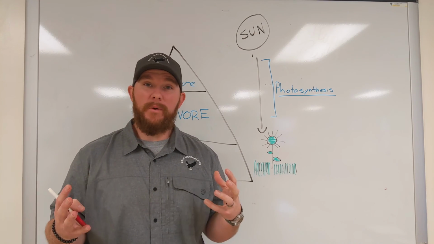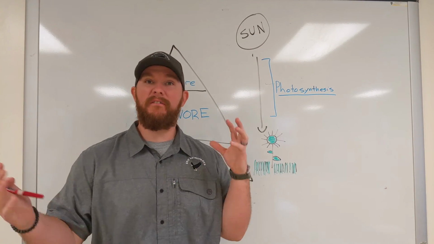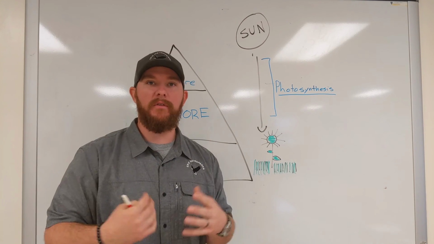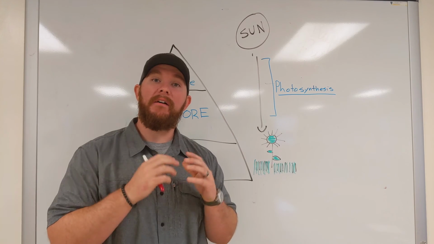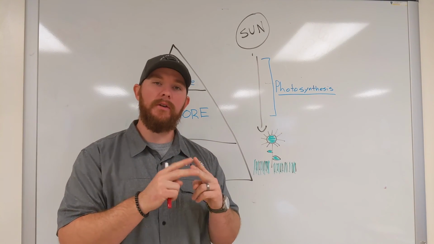So, we're going to talk about food webs in terms of all of the animals and plants and other organisms that feed off of one another within an ecosystem, or benefit from one another. And then we'll also talk about food chains, because these two terms often get used interchangeably or confused.